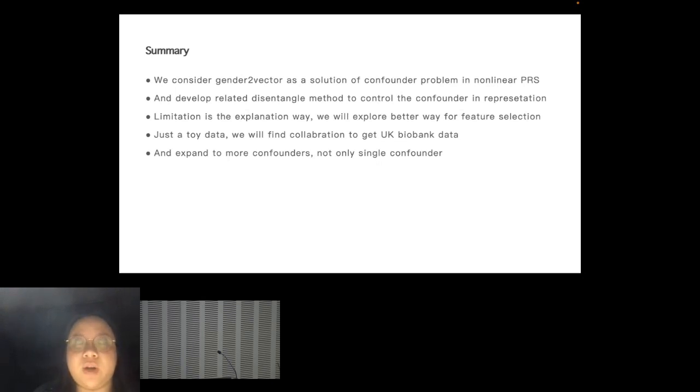If we have more confounders, such as age, gender, and BMI, something like that, maybe we need a more complex method in the representation learning. Thanks.